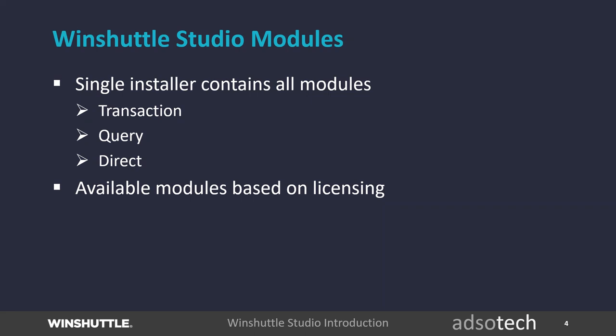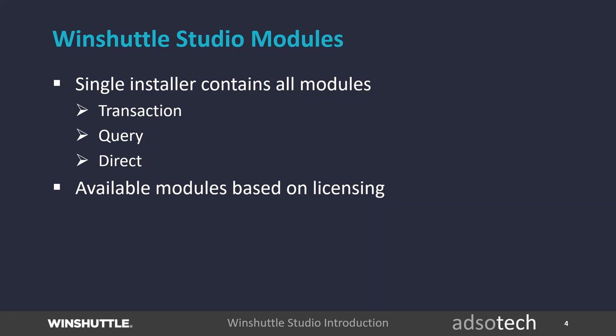So Winshuttle Studio is now just a single suite of applications, a single installer that you install on the user's PC. It doesn't matter if it's a developer user or an end user, who we also call a runner user. Either way, the license assigned to that user will control what features the user has access to in Winshuttle Studio. So this makes it all a little bit easier to manage all the installations. You don't need to worry about which module you need to install. You just install the whole application, and then the license controls what modules the user has access to.